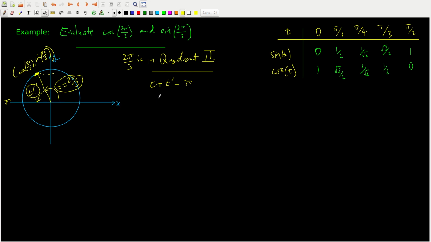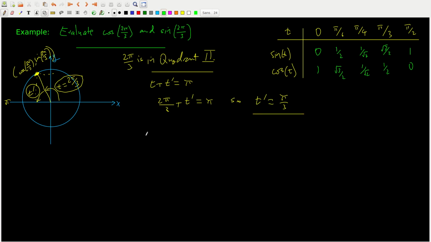Well, we know what t is. t was 2 pi over 3, and I'm looking for t prime. So I've got 2/3 of pi, I add t prime, and I get pi. So t prime is pi minus 2/3, and that's 1/3. So t prime is pi over 3.